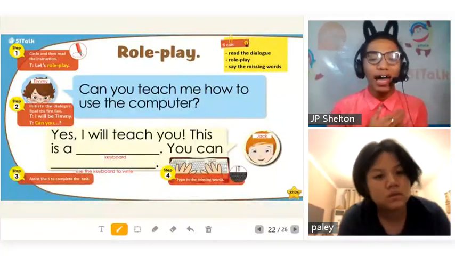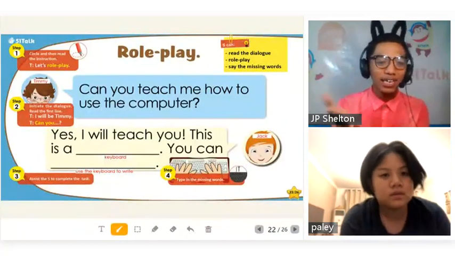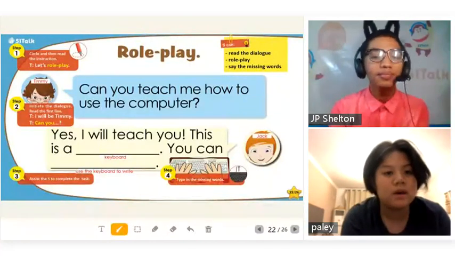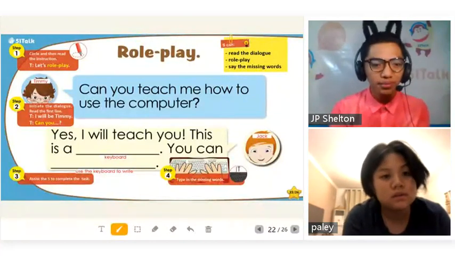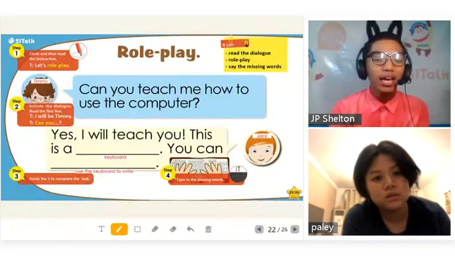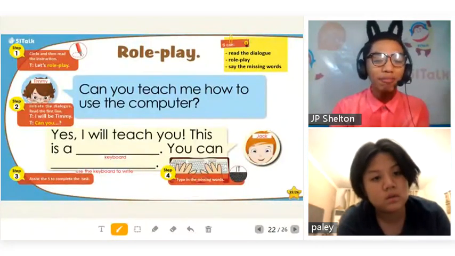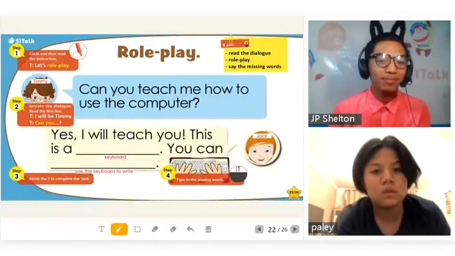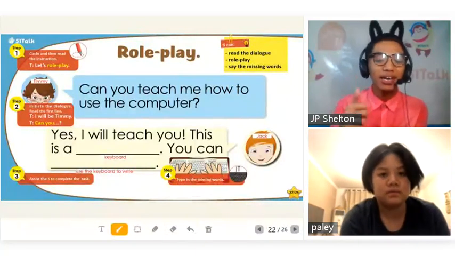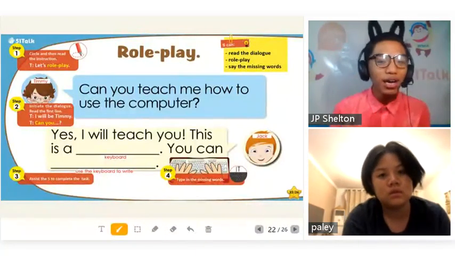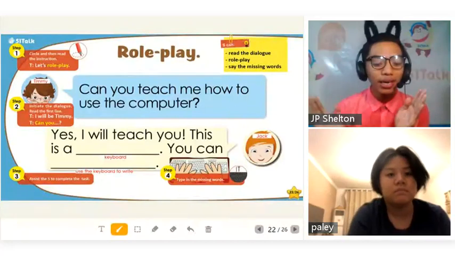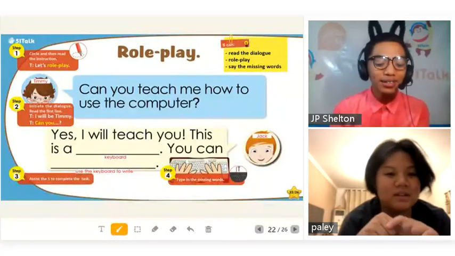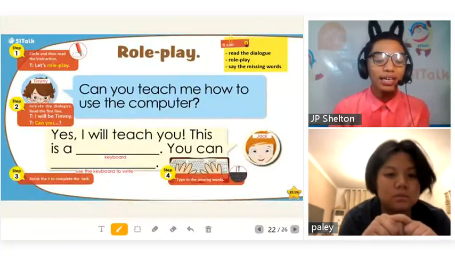Okay, so now, I am Jack and you are Timmy. Please read first. Can you teach me how to use the computer? Yes, I will teach you. This is a keyboard. You can use the keyboard to write. Okay, very good. Great job. So now, because of that, you got your third magic star. Okay, so now let's go to the next page.